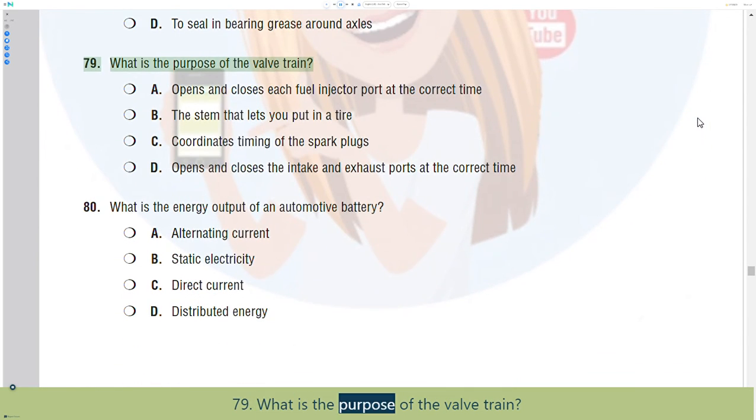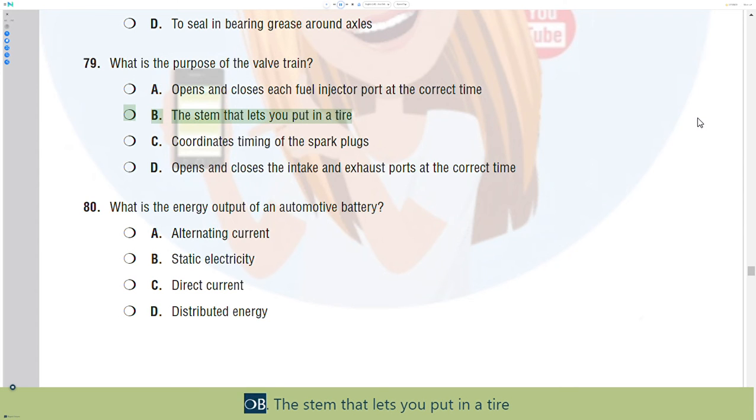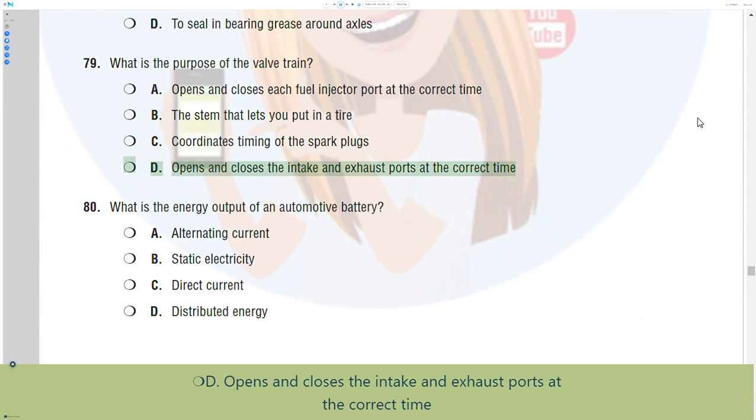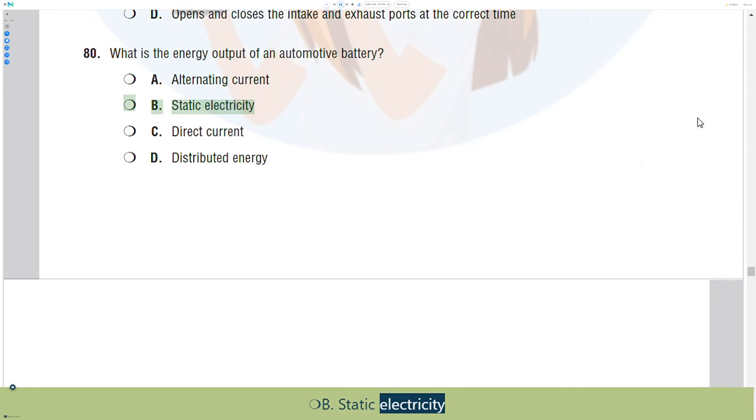79. What is the purpose of the valve train? A. Opens and closes each fuel injector port at the correct time. B. The stem that lets you put in a tire. C. Coordinates timing of the spark plugs. D. Opens and closes the intake and exhaust ports at the correct time. 80. What is the energy output of an automotive battery? A. Alternating current. B. Static electricity. C. Direct current. D. Distributed energy.